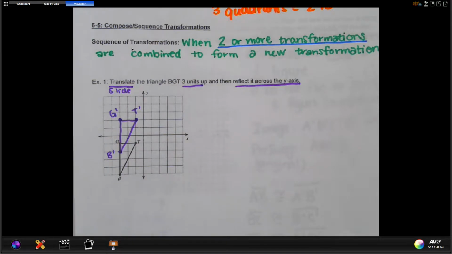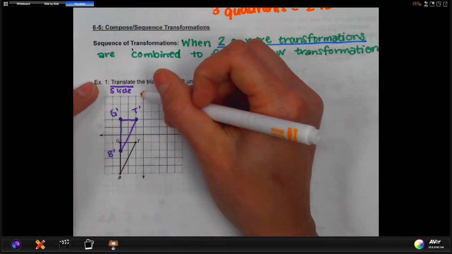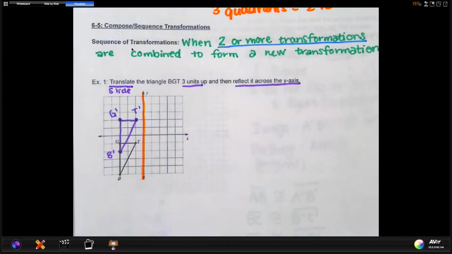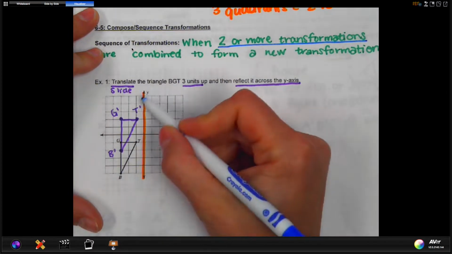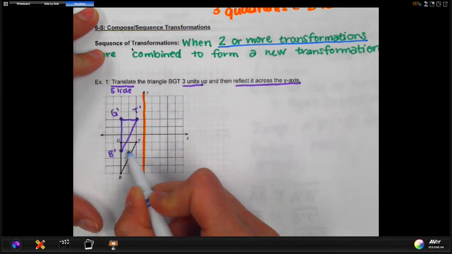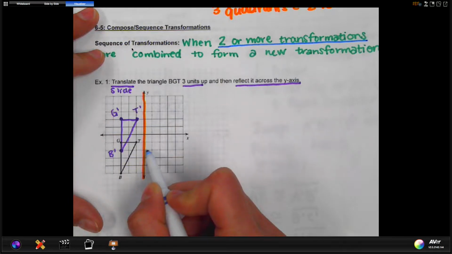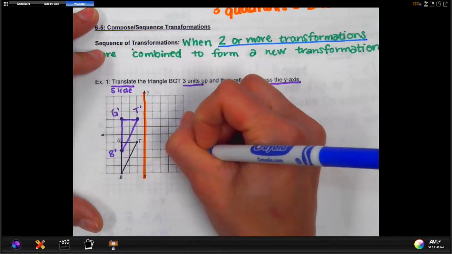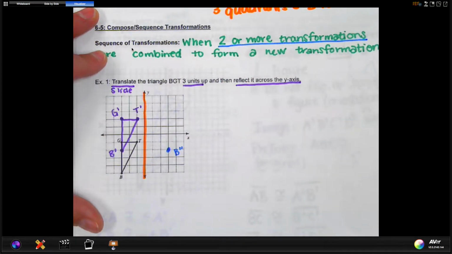Then we're going to do the second part here. The second part is to reflect this now across the y-axis. The y-axis is this guy running up and down. This is our y-axis, and we're going to reflect that over. A reminder, to reflect, all you have to do is count how far away each point is from our reflection line. B prime is 1, 2, 3 units away, so we're going to count 1, 2, 3 units in the other direction. And now we're going to call this B double prime because this is the second part of our sequence.